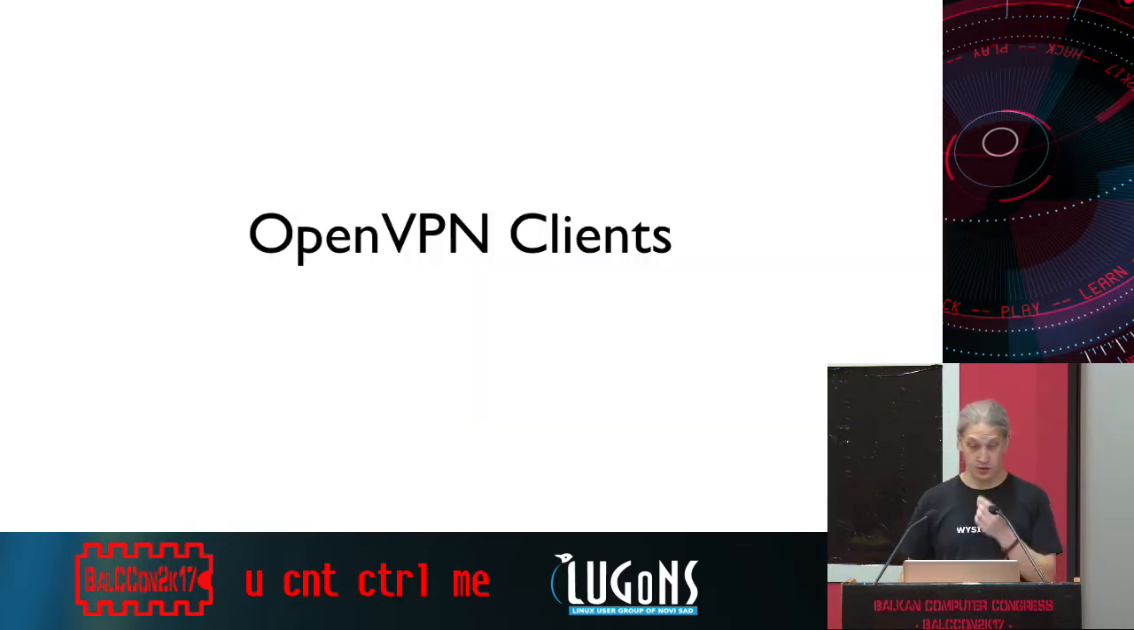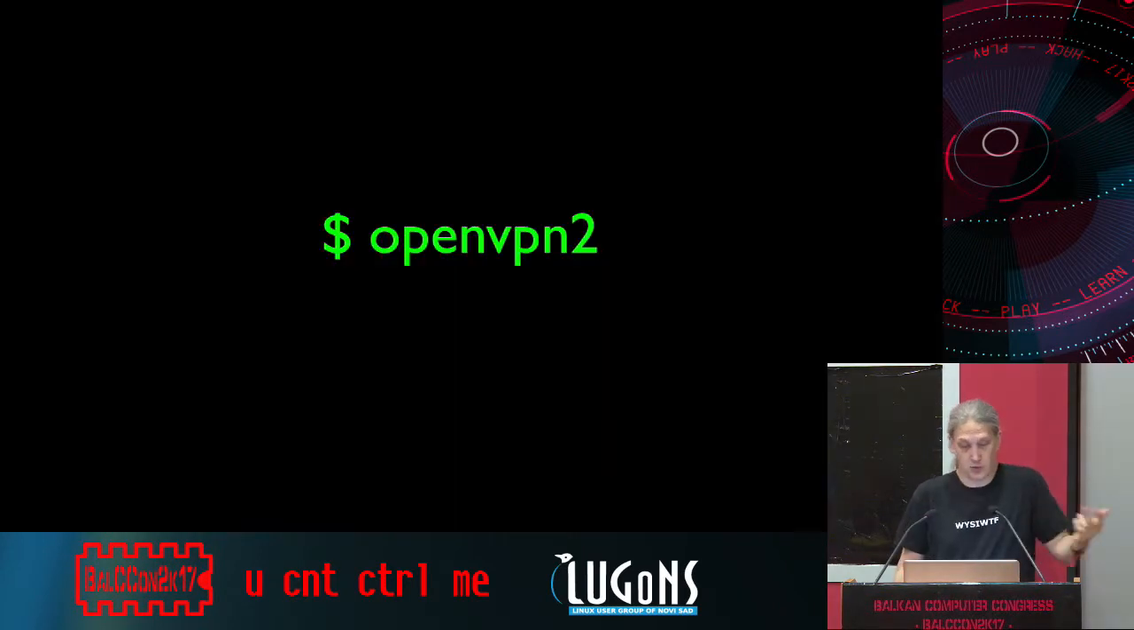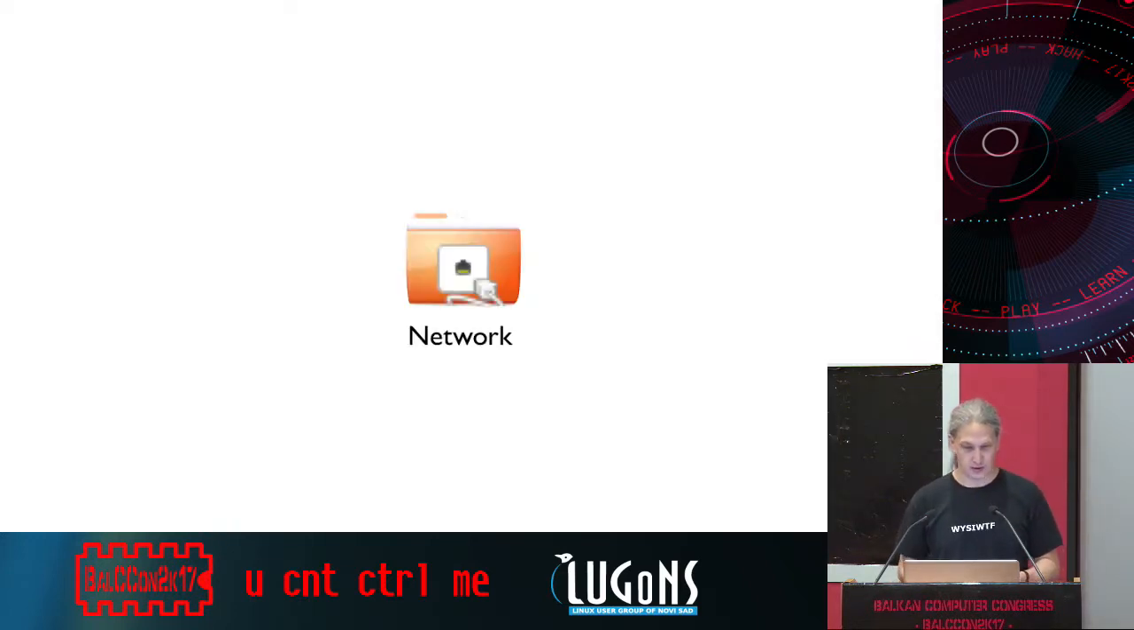So what clients can I use to connect? Well, of course, there's OpenVPN on the command line if you want to. Depending on your distro, it's called OpenVPN, OpenVPN2, OVPN, or OVPN2. You'll find it on your operating system. It's available pretty much everywhere. Macs, Linux, BSD, there's no problem with that. On Linux, there's also a GUI for the Network Manager available.